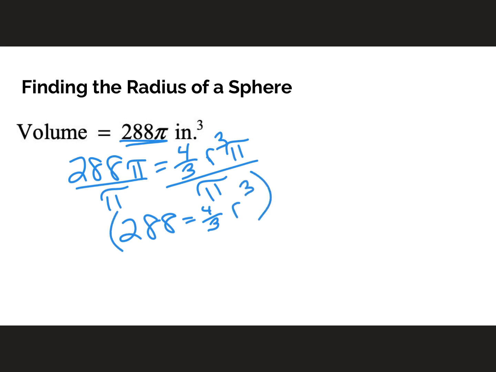Again, I'm going to multiply the entire thing by 3/4. So that gives me 216 equals my radius cubed. When I take my cube root, I get my radius equals 6. Okay? Again, you use your calculator for all these calculations.